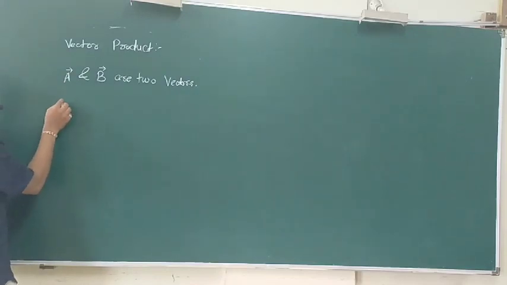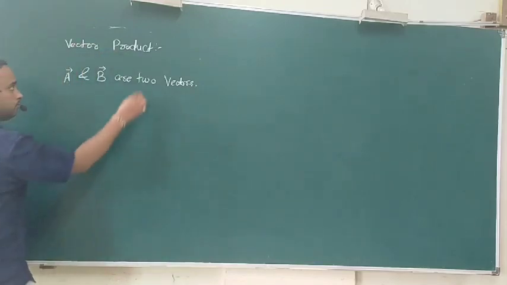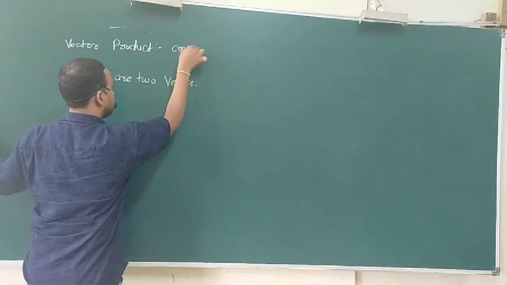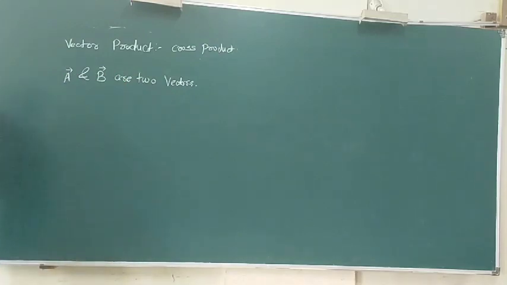Vector product is also known as cross product. The vector product of two vectors is the third vector which is equal to the product of their magnitudes and the sine of the angle between these two vectors.